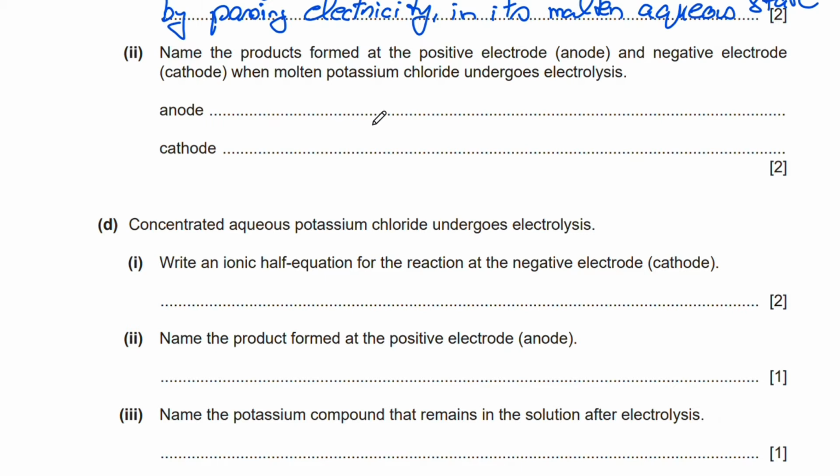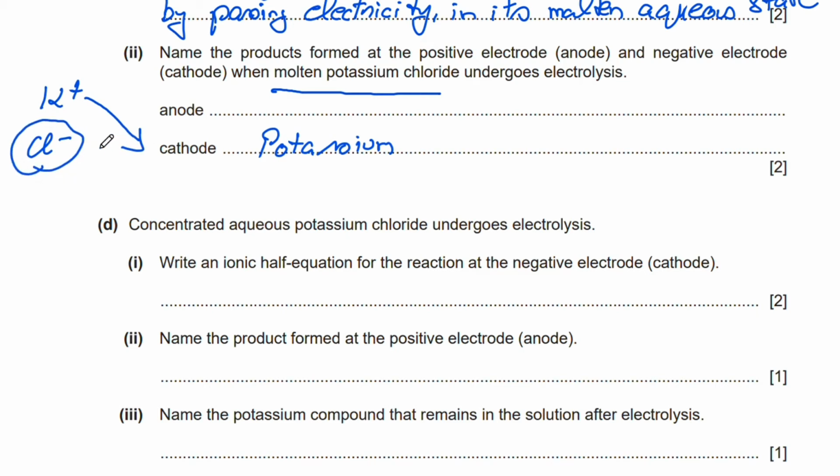Now, name the product formed at the positive electrode, anode, and the negative electrode, cathode, when molten potassium chloride undergoes electrolysis. See, they are saying molten potassium chloride. Now see, we have only two ions over here, K plus and Cl minus. So K plus being positive, it goes towards the negative electrode, which is the cathode. So at cathode, what is formed? Potassium. And Cl minus being negative, it will go towards the positive one. So at anode, it forms chlorine.